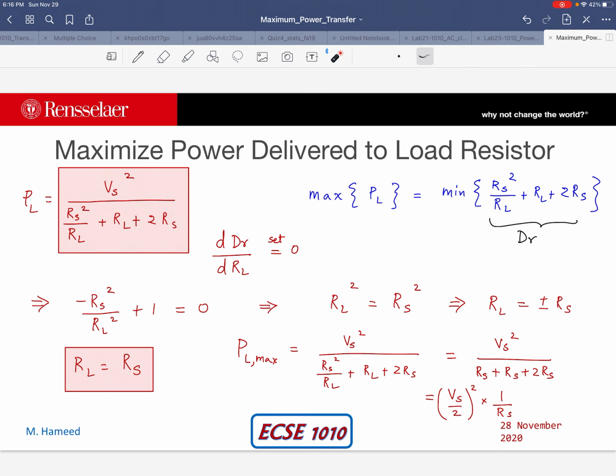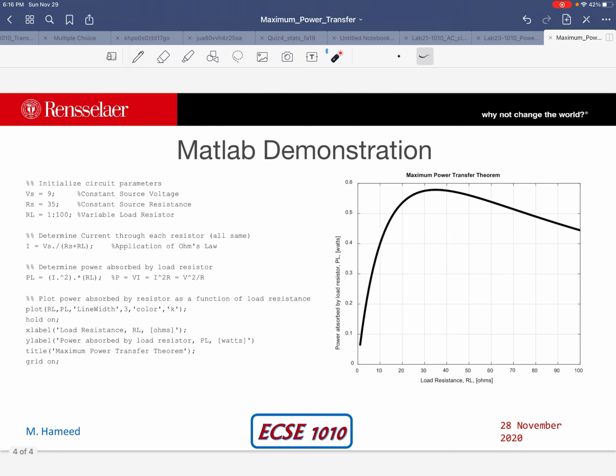And the important condition that we have seen over here is the load resistor equals the source resistor, and that's when this maximization of power happens. Now we can also look at a very simple Matlab analysis to validate this calculus-based proof.